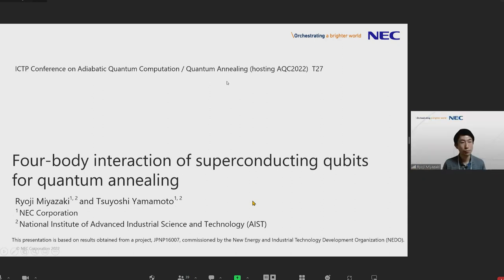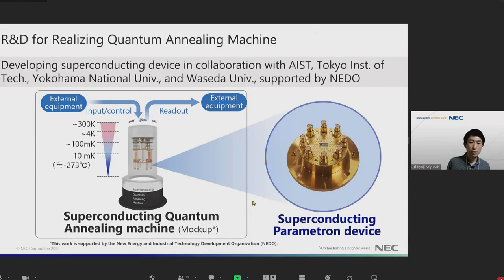Okay. Thank you, organizers, for giving me this opportunity. I'm talking about the four-body interaction in superconducting circuits. I'm a researcher working for NEC, and this work is done with Ryoji. First of all, this work is supported by the NEDO project that develops superconducting devices in collaboration with ICTP, Tokyo Tech, Yokohama National University, and Waseda University.